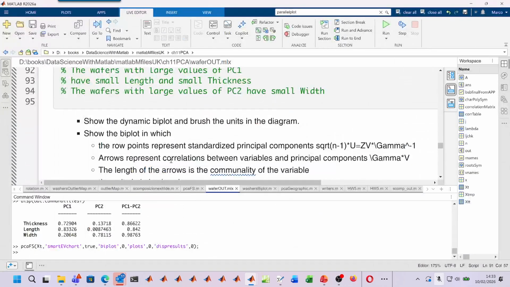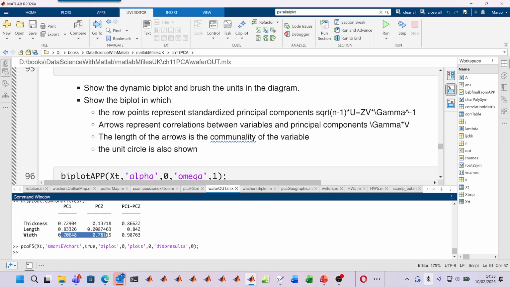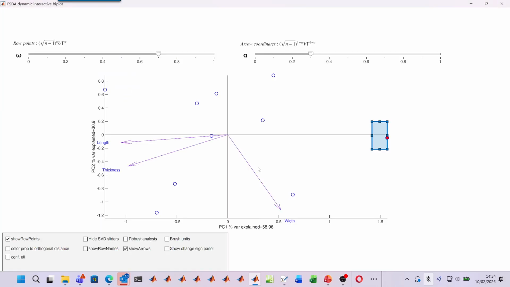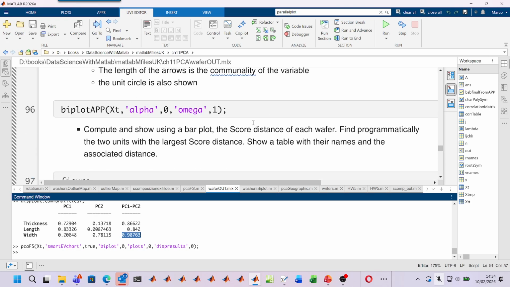However, width is in between, therefore the communality of width is explained by both. On the other hand, for length and thickness, the variability is explained by PC1, and more by PC2. Width is much more correlated with PC2 than with PC1. What is the variable which has the largest communality? Width. Variable width is almost perfectly explained by the first two principal components.